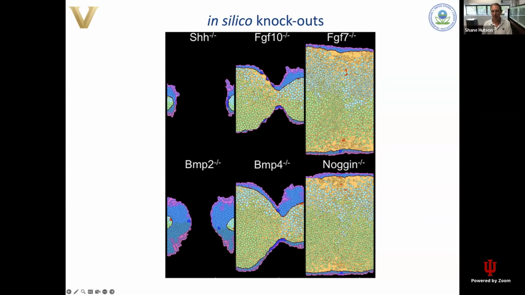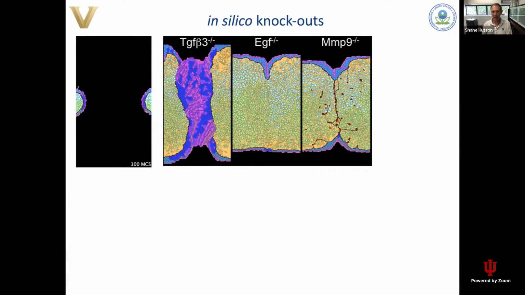If we knock out FGF10, it's a little bit less of an impact, but the shelves don't grow sufficiently. They make contact, but it's not really complete. BMP2 doesn't grow enough for the mesenchyme. BMP4 has this similar sort of not quite enough growth as FGF10. And then there's others like FGF7 and Noggin that don't really seem to have much of an effect. They're sort of accessories that fine-tune the system, but they're not absolutely required to get the cell behaviors.